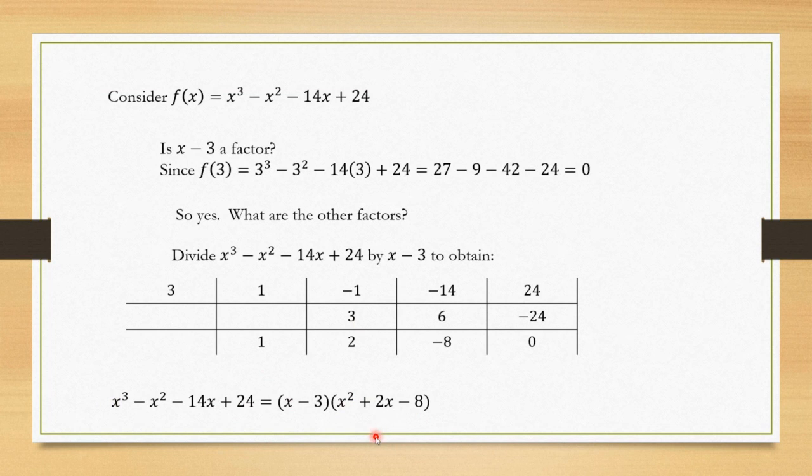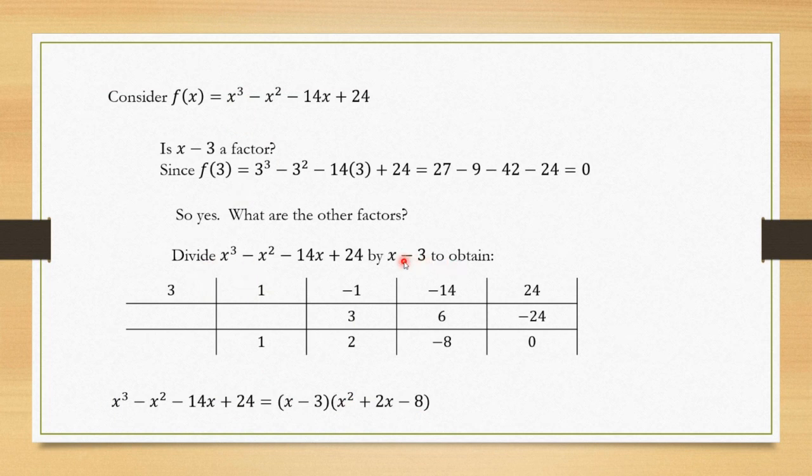And now you might be thinking, wait a minute, why is he even dividing it if we know the remainder is 0? Well, if we wanted to find the other factors, we would have to divide. It's just like with integers. If you want to know what the other factors are, you have to divide. And here I'm just going through synthetic division.